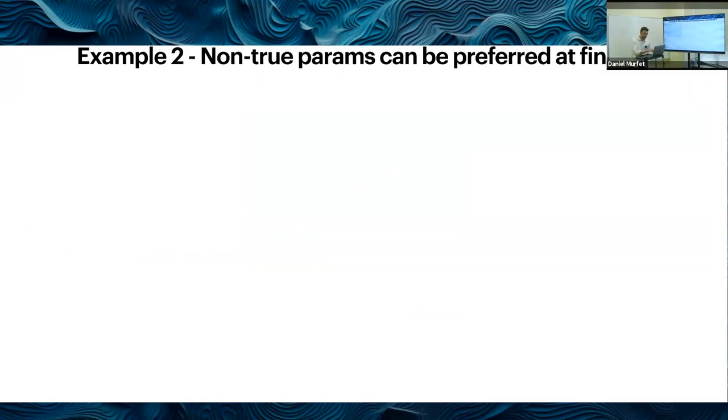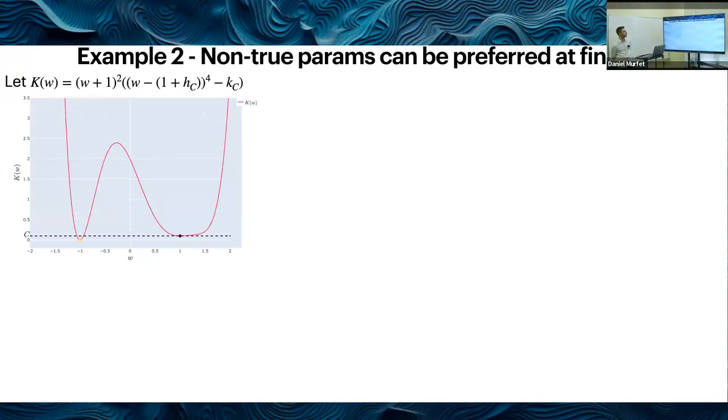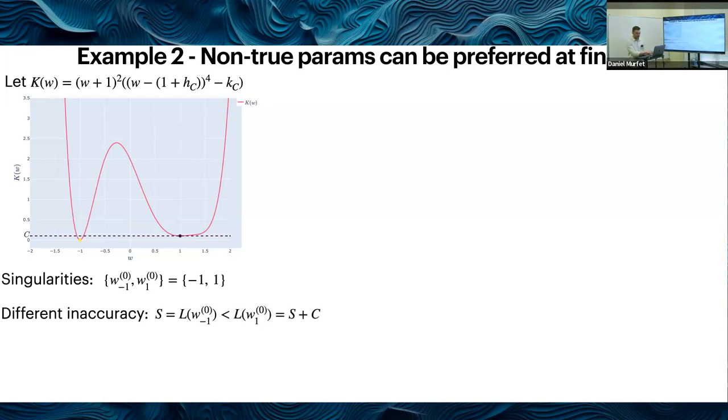Let's look at a slightly modified example where the formula is a little bit annoying and a bit weird, but basically all that has happened is that we have just raised this singularity slightly above zero, which means it is no longer a global minima of the KL divergence, but it is still a singularity. It is a local minima. So we have the same singularities, but this time different inaccuracy.